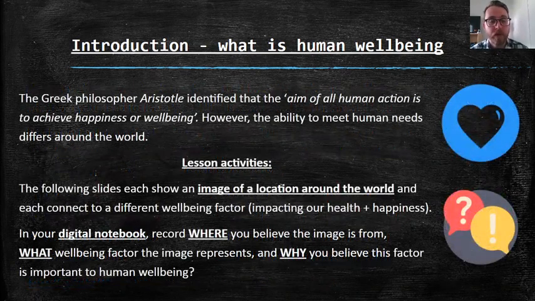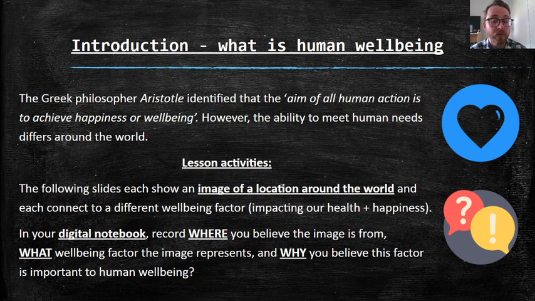So what we're going to do now for our lesson activities is to look at that. Instead of me telling you these things, let's actually look at some images of locations around the world and look at how each of them are connected to different well-being factors. So those things that impact our health and happiness.